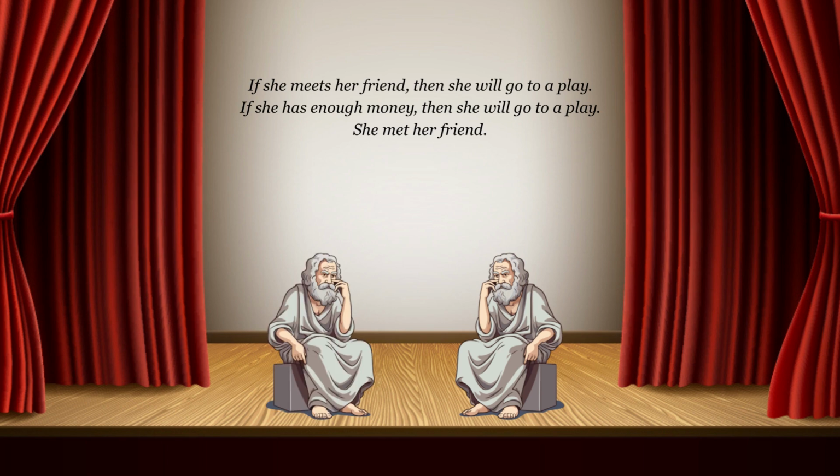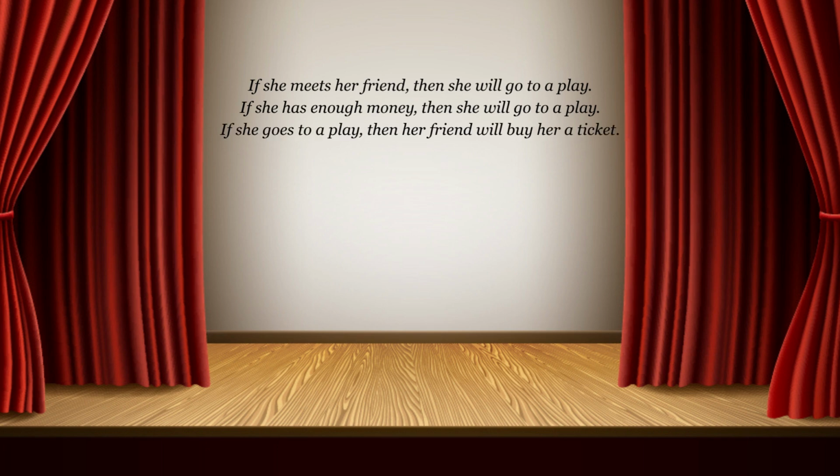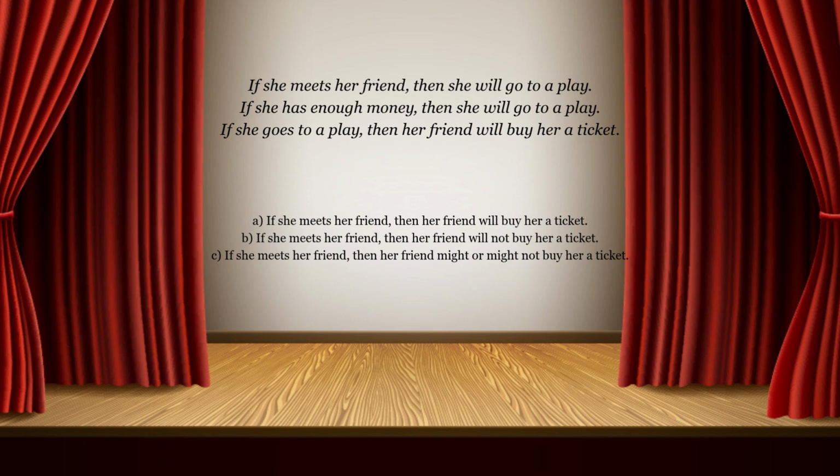However, if we stir things up a bit and shape this argument into the hypothetical syllogism explained earlier, it gives us an opportunity to manipulate additional content and test people's reasoning in a comparable way. So we will change the last premise into, if she goes to a play, then her friend will buy her ticket. And we will offer a hypothetical form of conclusions. What happens now is that people select the valid conclusion once again. If she meets her friend, then her friend will buy her a ticket.